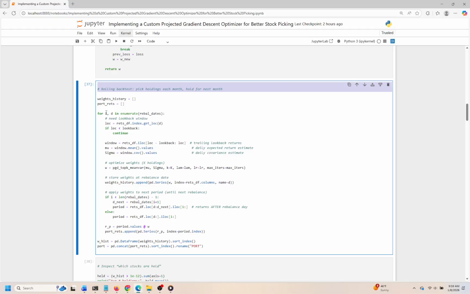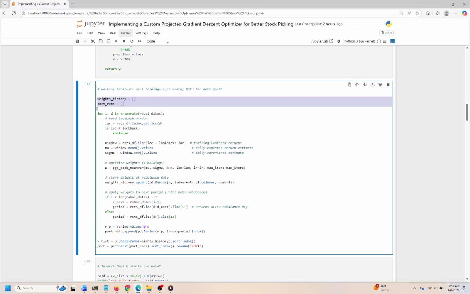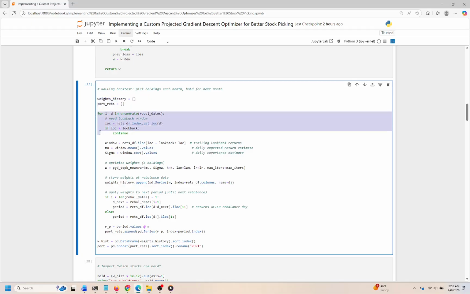The logic begins with initializing two lists to hold our weights and returns over time. Then we loop through each date in our rebalancing schedule. During each iteration, we first determine if we have enough historical data to calculate meaningful statistics. If not, we skip that date. If we do have sufficient data, we extract a look-back window of returns, which helps us to estimate expected future returns and the covariance of asset returns. These two metrics are vital for understanding how the assets interact with one another.